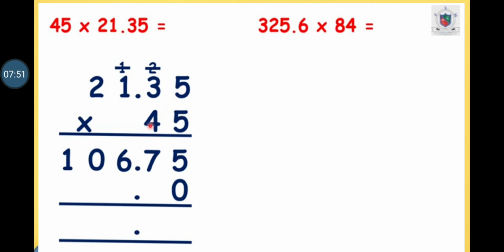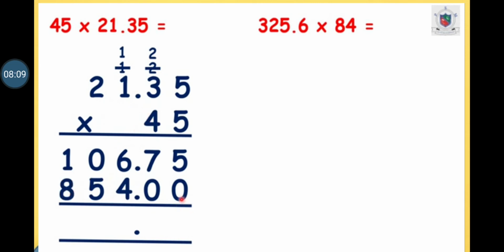Now multiply the second number. 4 times 5 is 20. 0 is here. 2 will be the carry forward. 4 times 3 is 12 plus 2 is 14. 4 is here. 1 will be carry forward. 4 times 1 is 4 plus 1 is 5. And 4 times 2 is 8.